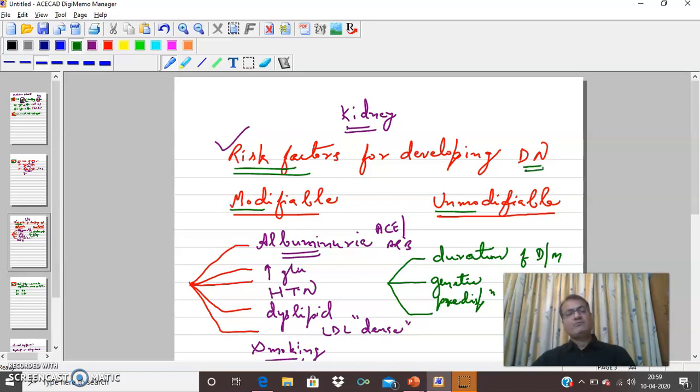And one very important unmodifiable risk factor for developing diabetic nephropathy is retinopathy, right? So if your diabetic patient has developed retinopathy, then it is a very strong risk factor to develop diabetic nephropathy also, right? So this is something very, very important. So three unmodifiable factors. What all we have done: duration of diabetes, so therefore type 1 diabetic patients have more risk; genetic predisposition to develop diabetic nephropathy; and retinopathy, right?